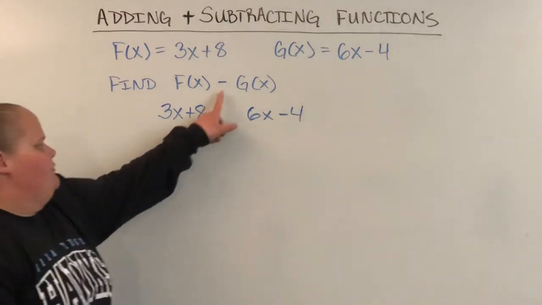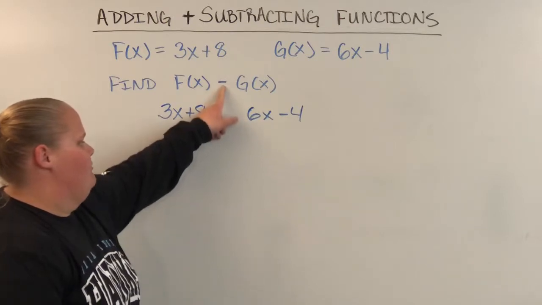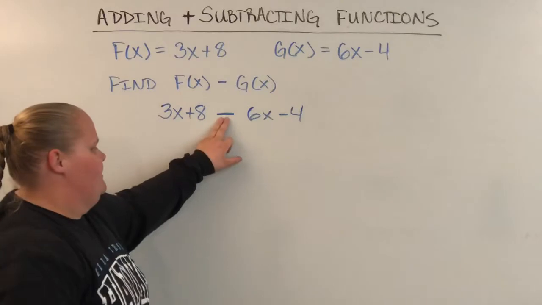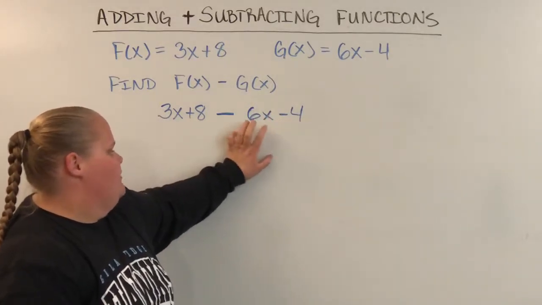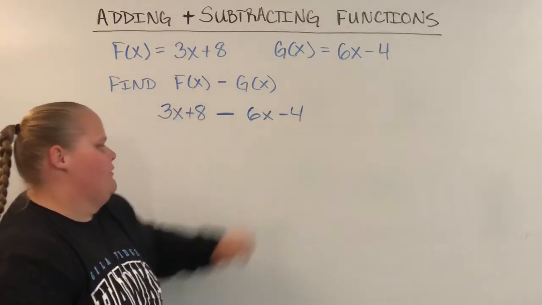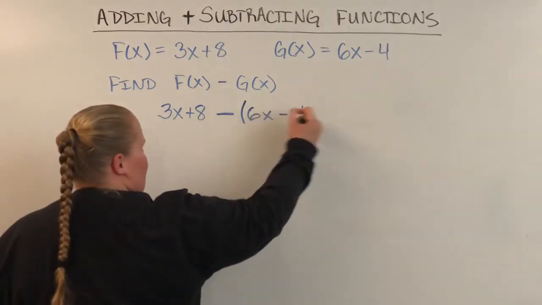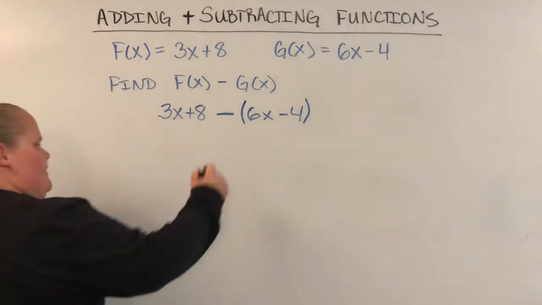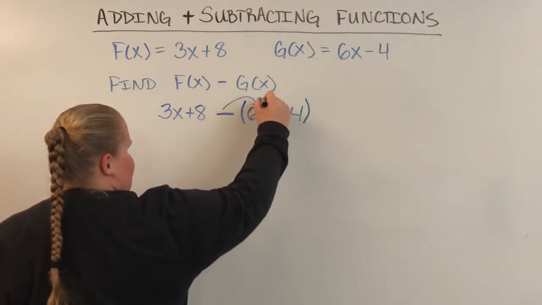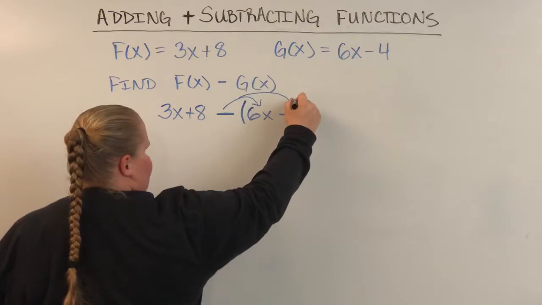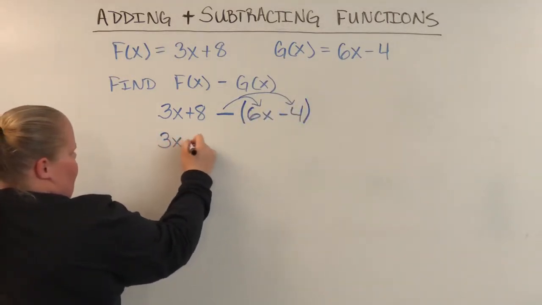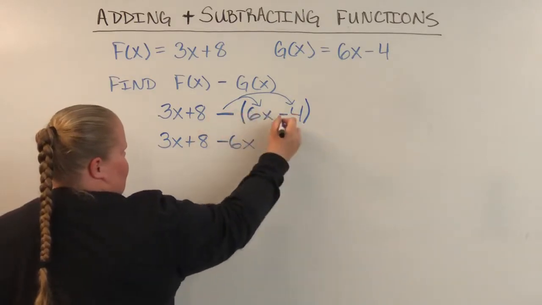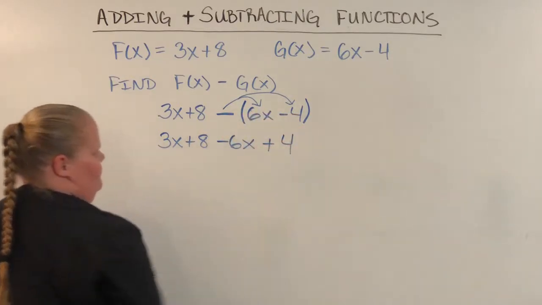The only thing we need to do is bring this subtraction sign down. When I bring this subtraction sign down, I have to understand that I'm subtracting all of g of x. Not just the 6x, but I'm subtracting everything that goes here. So I need to subtract this whole thing. When I subtract the whole thing, that means this subtraction sign gets put on the 6x and on the negative 4. So this stays the same. I have 3x plus 8. Now I have negative 6x. Negative times a negative becomes positive 4.